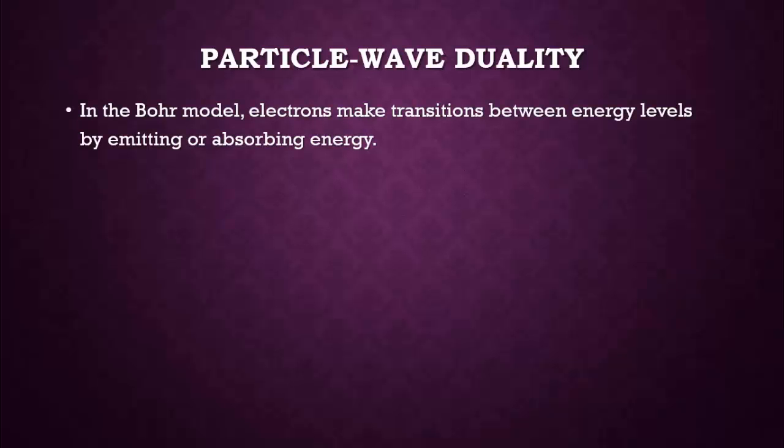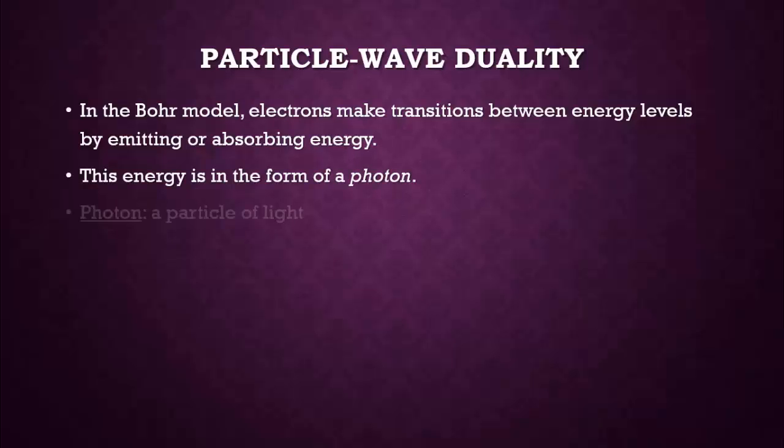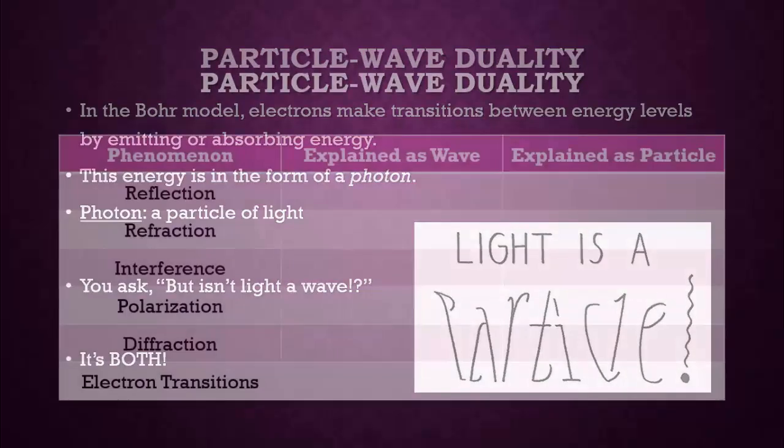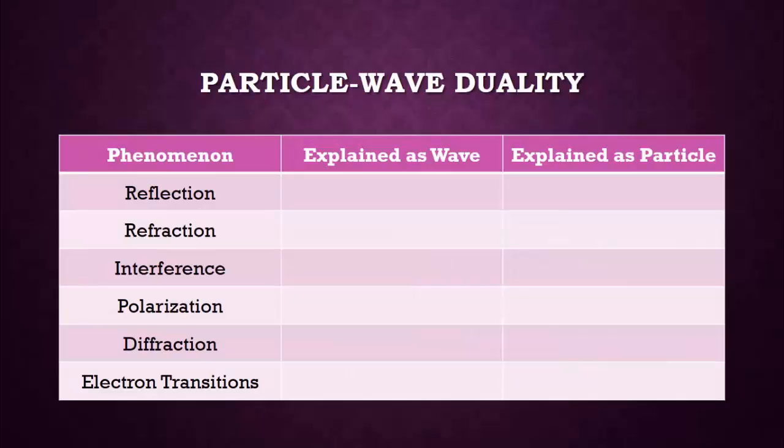In the Bohr model, electrons make transitions between energy levels by emitting or absorbing energy. This energy is in the form of a photon, and a photon is a particle of light. This might prompt you to ask, but isn't light a wave? Actually, it's both. There are many phenomena that involve light. A few of them are listed here. Some of these can be explained as light behaving like a wave. Others can be explained as light behaving like a particle.